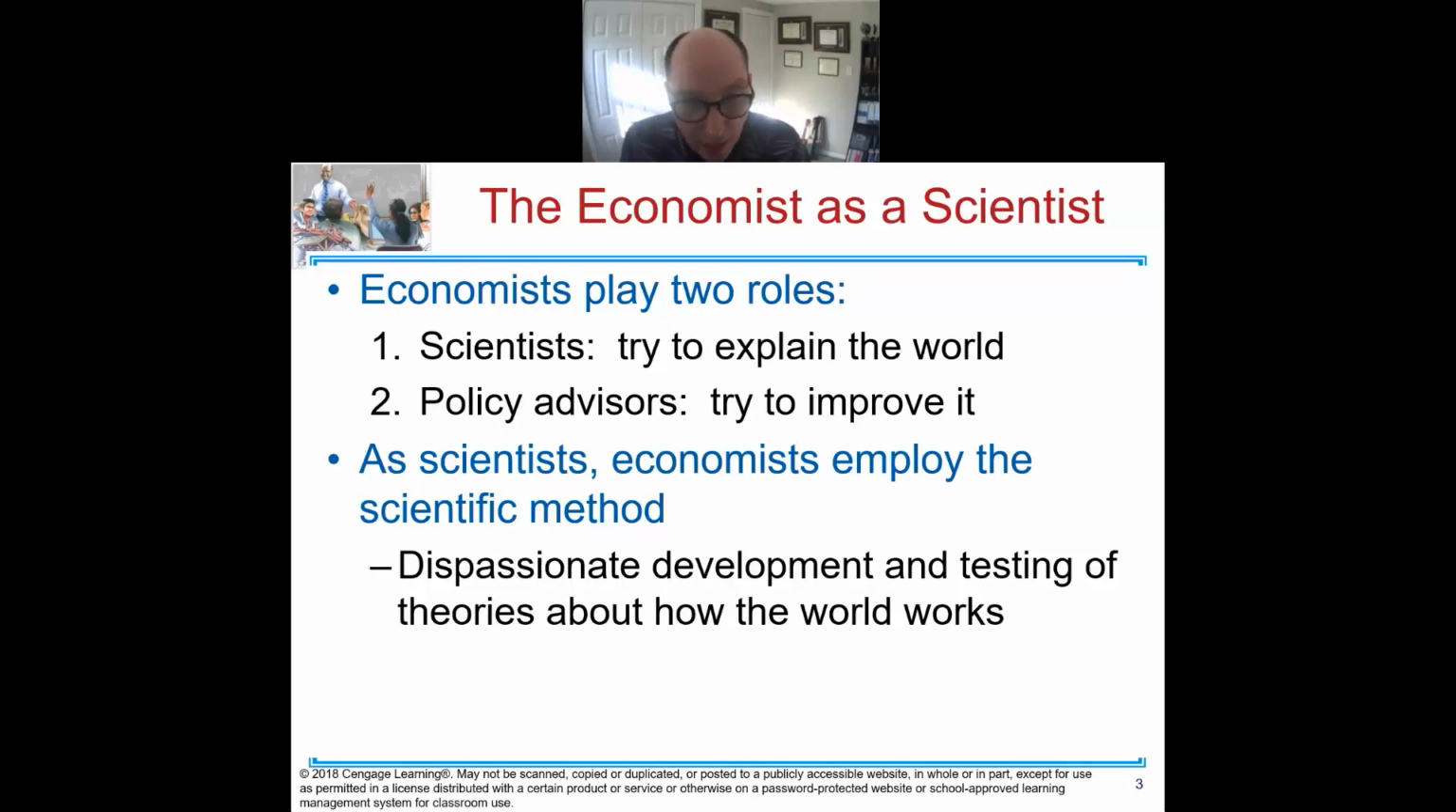They explain how supply and demand interfaces with the global economy and so on. There's a lot of different factors. And economists also play what we call policy advisors. What this means is they look at the economy as a whole and they try to think of ways to improve the economy. That's the idea of policy, public policy.